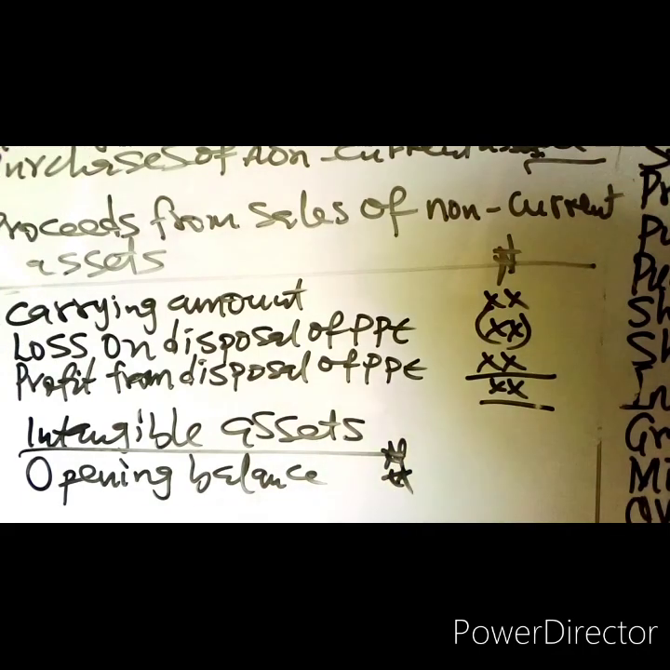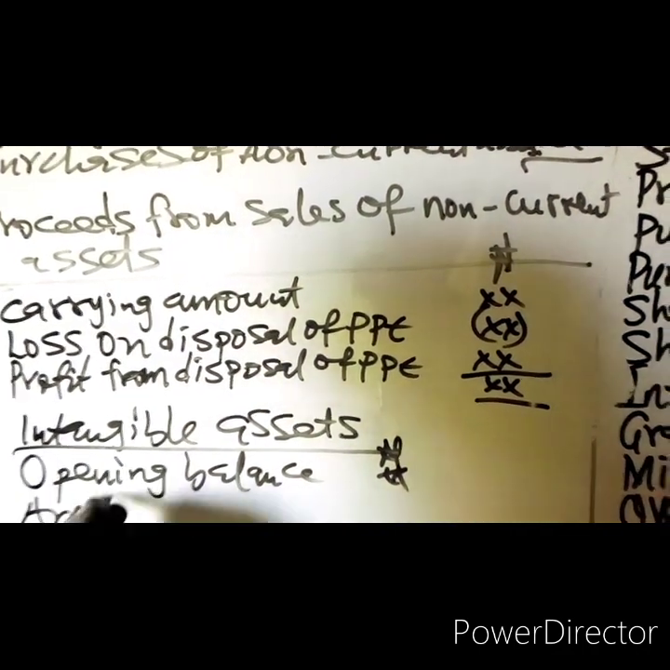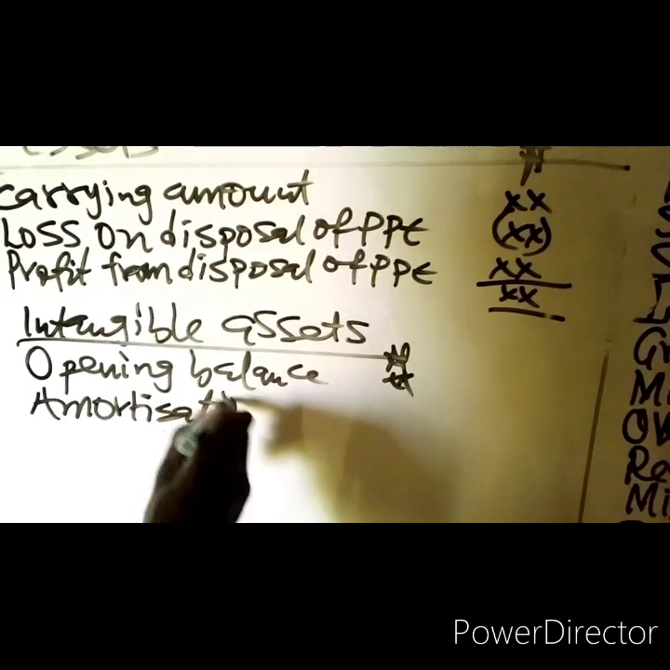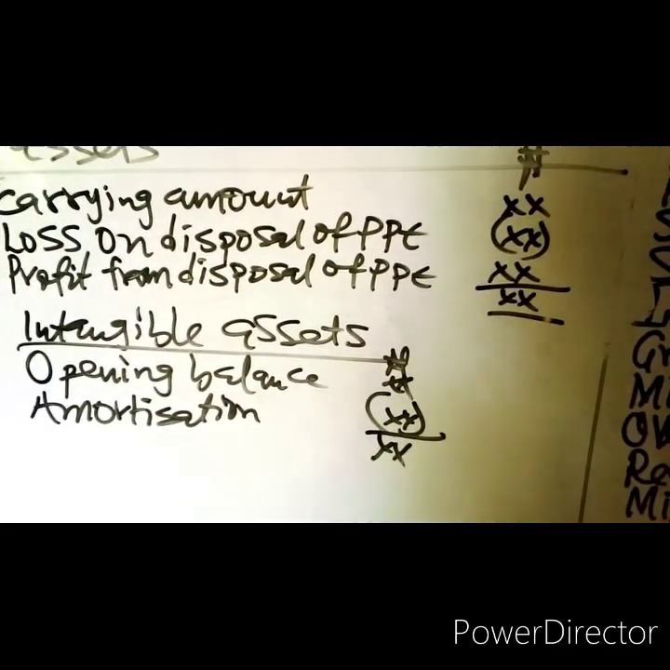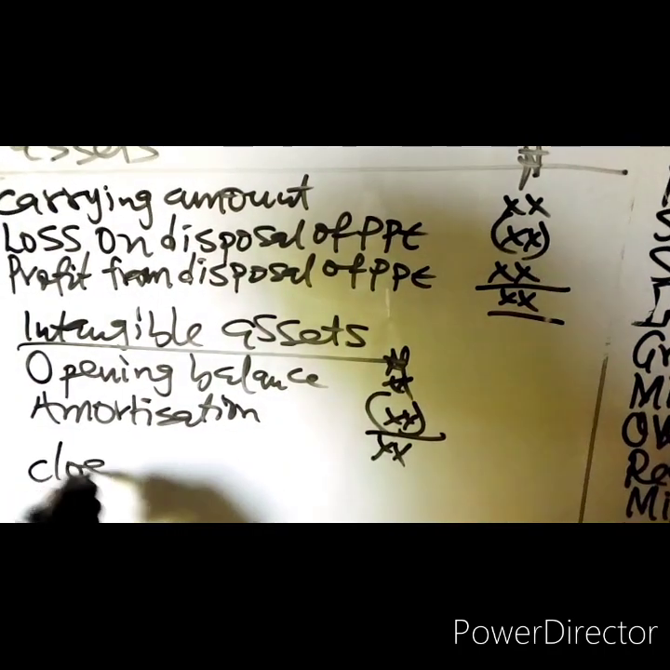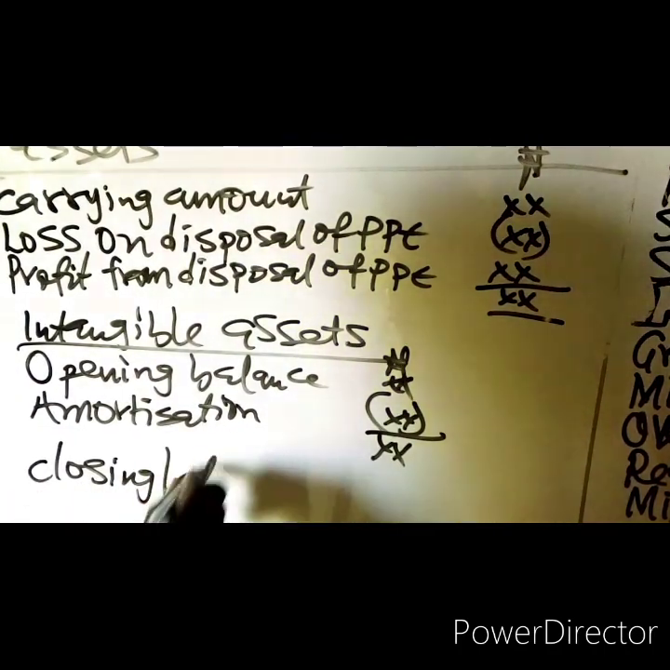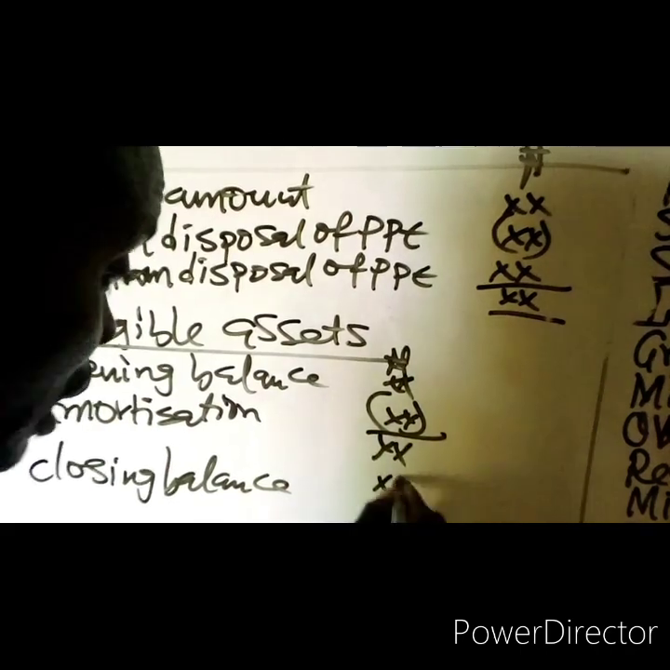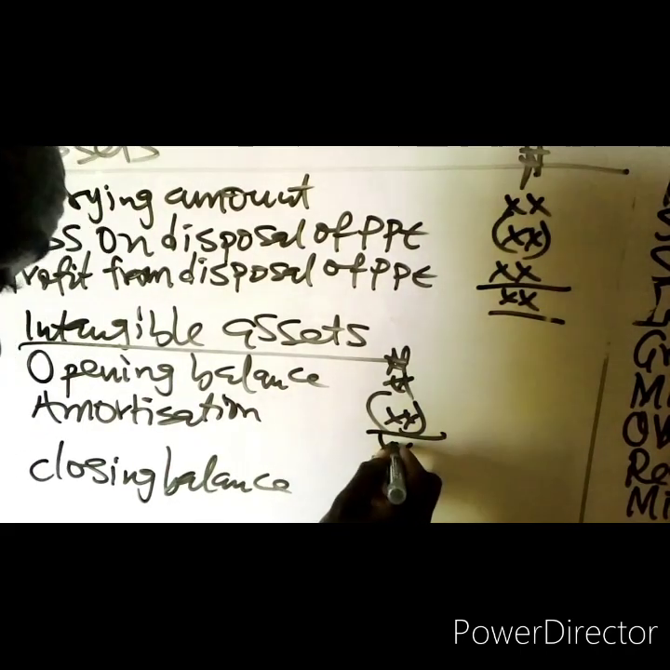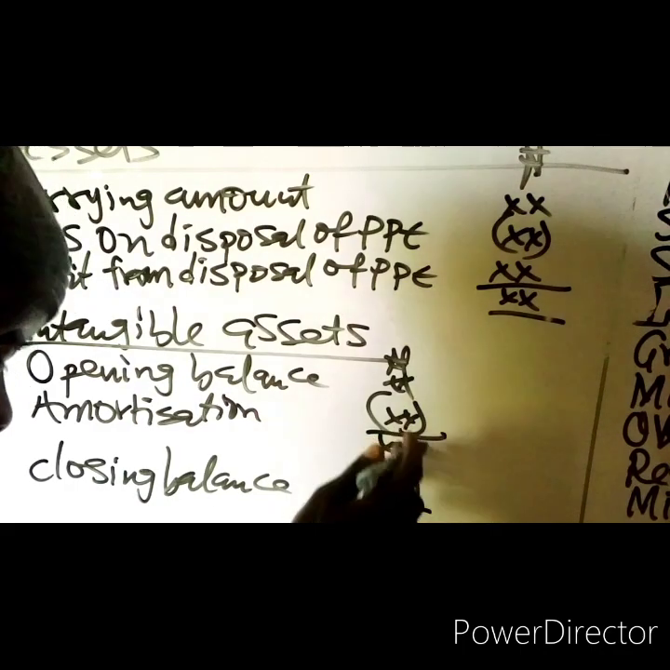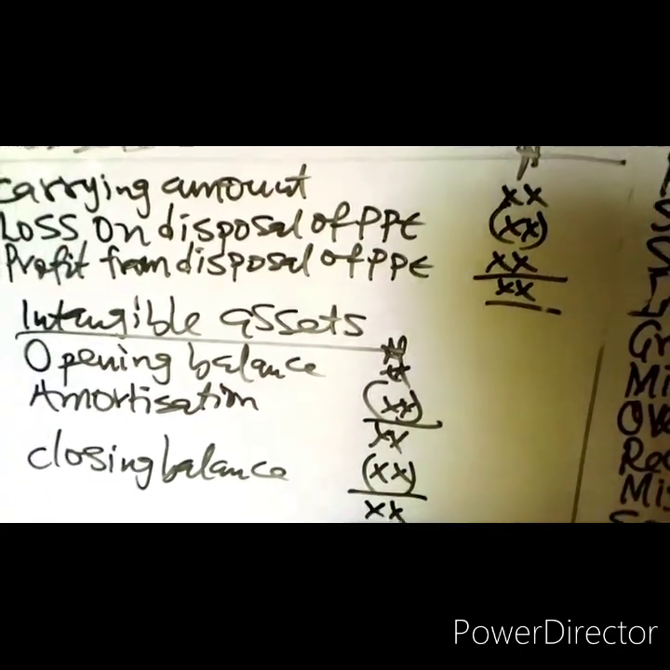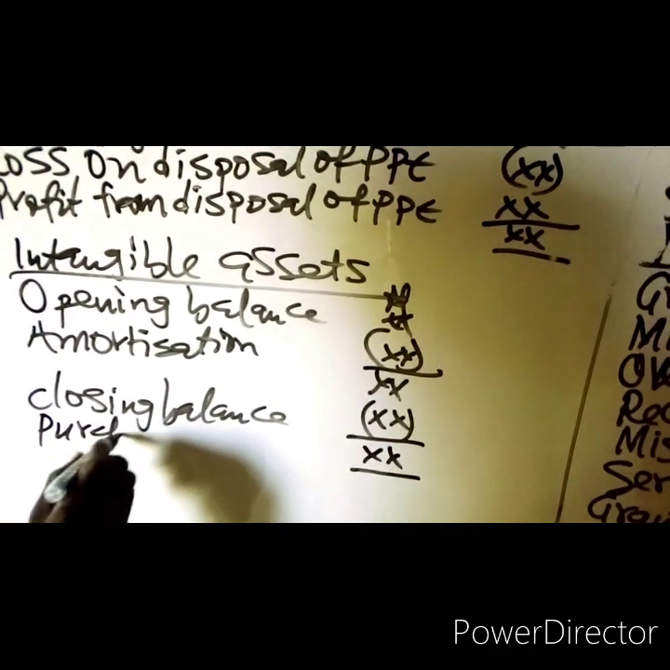Then you have amortization. I've told you that amortization will bring about reduction, so you subtract it. Then you consider the closing balance. Where the closing balance exceeds this, when you subtract it, that means it will be negative. Where the closing balance exceeds this, then the difference represents the purchase of intangible assets.